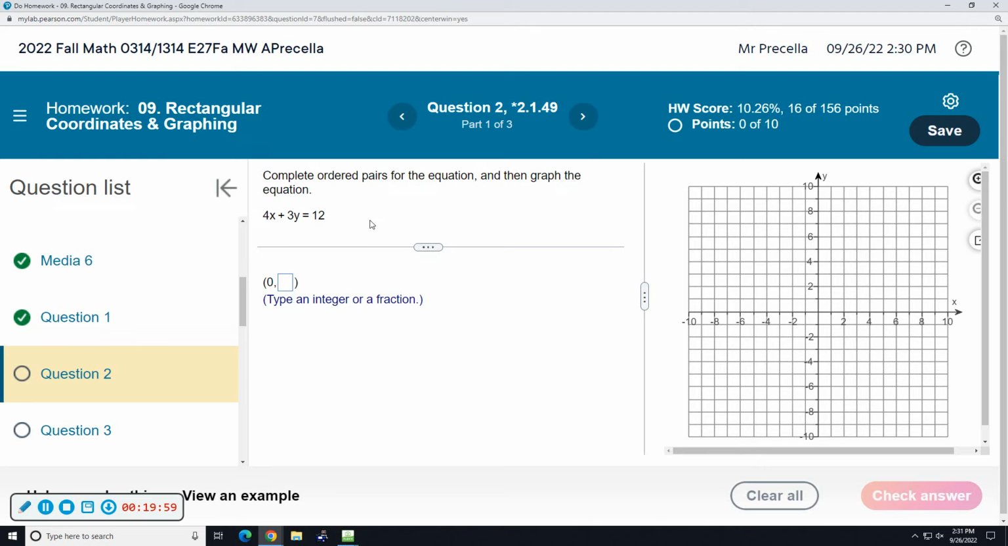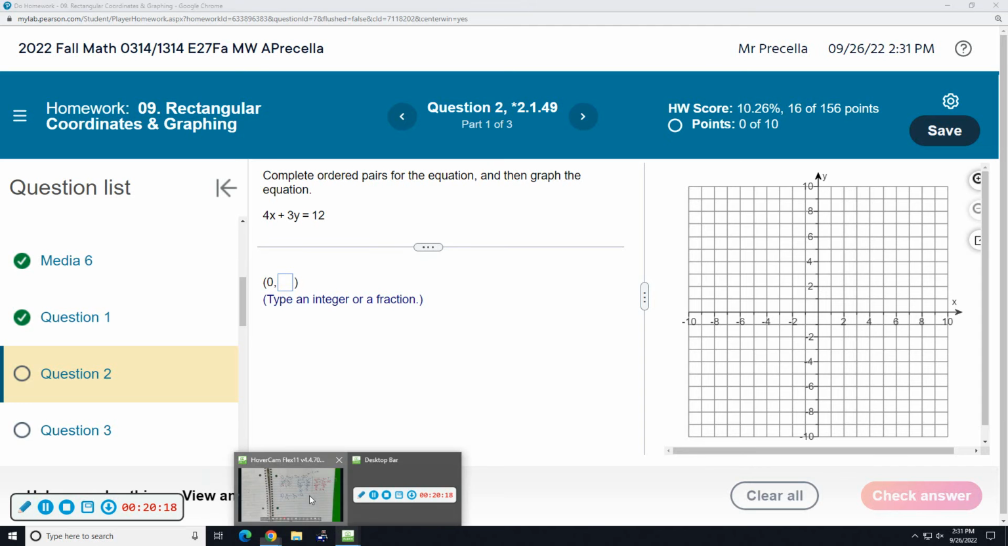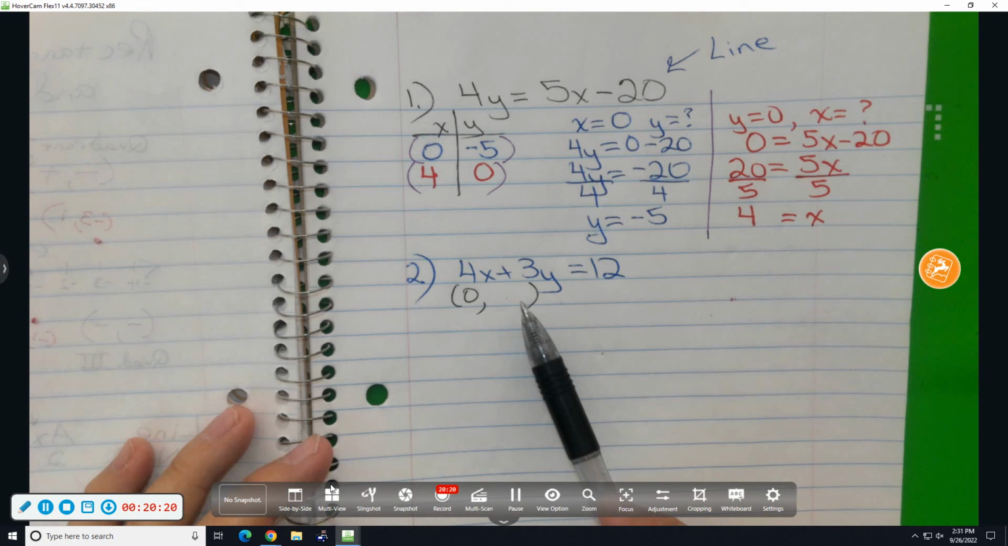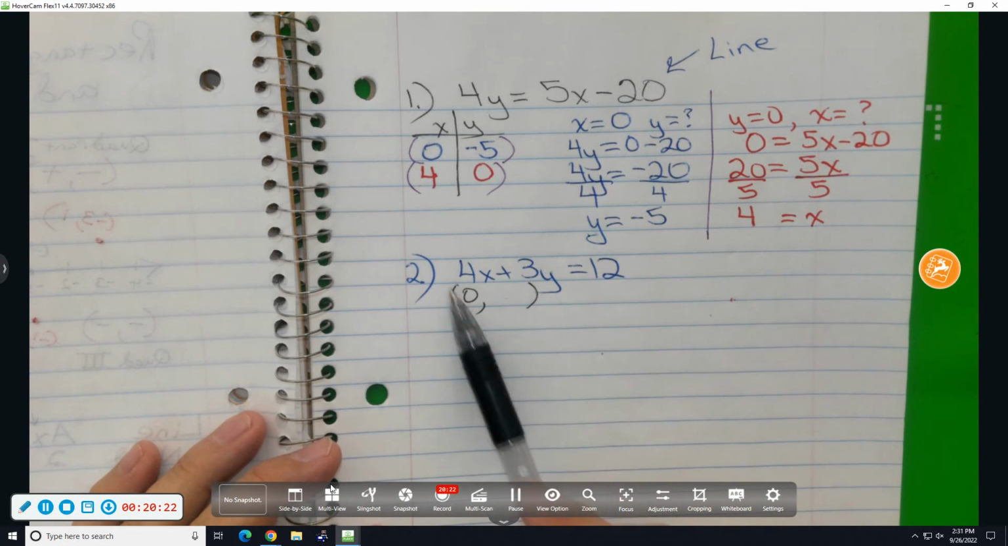Hey, they're not giving us tables of values here. In this case, it looks like they're giving us ordered pairs. So they have this ordered pair, what is that saying to do? They have this ordered pair right there, and we need to fill in that ordered pair. So what is this thing saying to do?